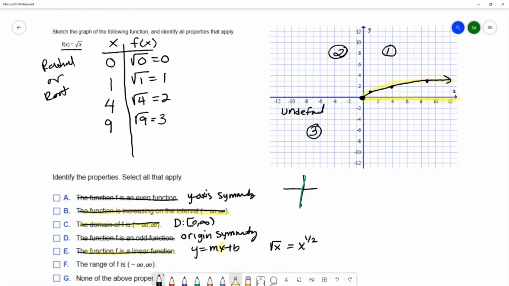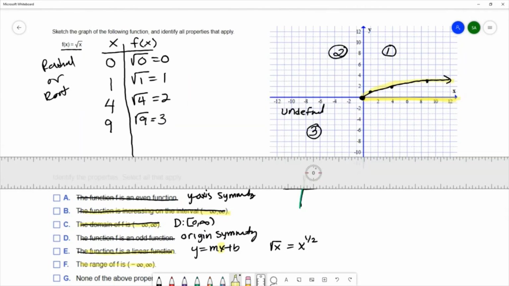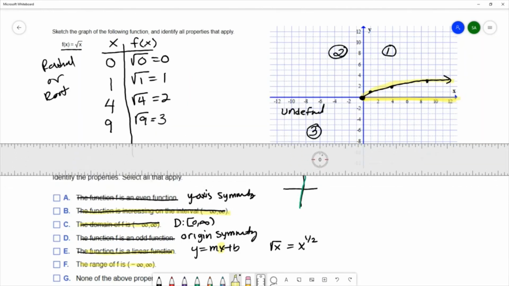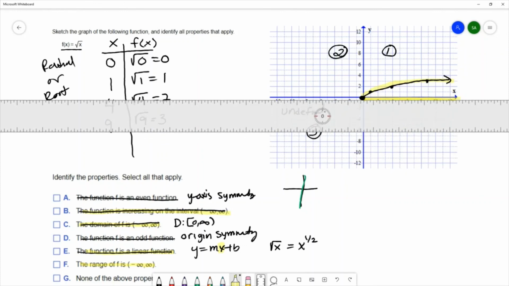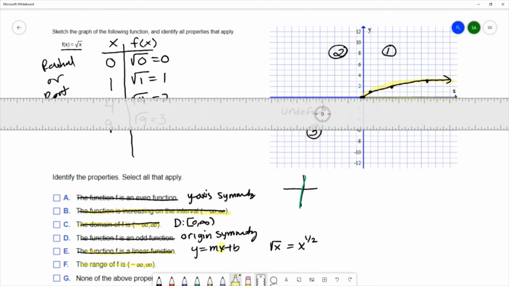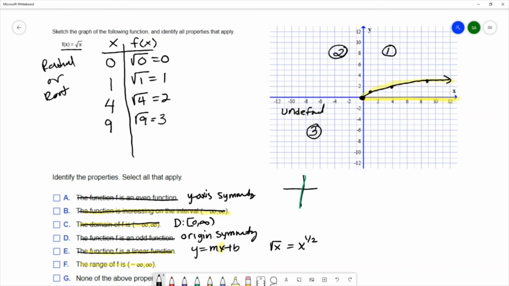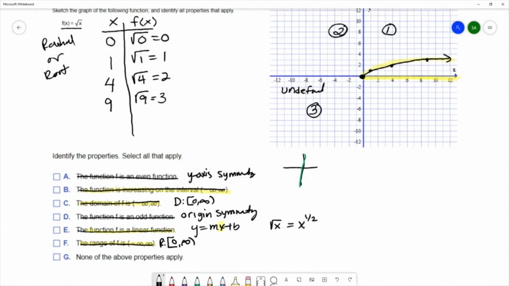The next property says the range is from negative infinity to infinity. If I take a look at my ruler and hold it horizontally and go from bottom to top, you can see that I have no y values along this bottom section, and the range doesn't start until you get to 0. So our range for this one would go from 0 to infinity, and we would not select this property. Since we've not selected any of the above properties, we would select this last one, that none of the properties apply.